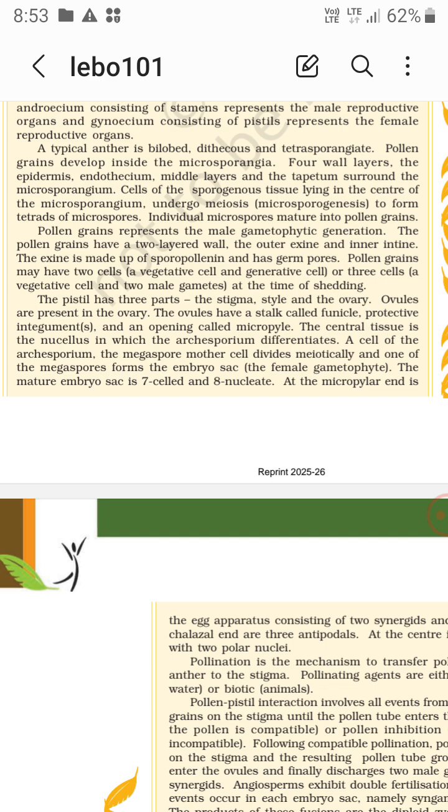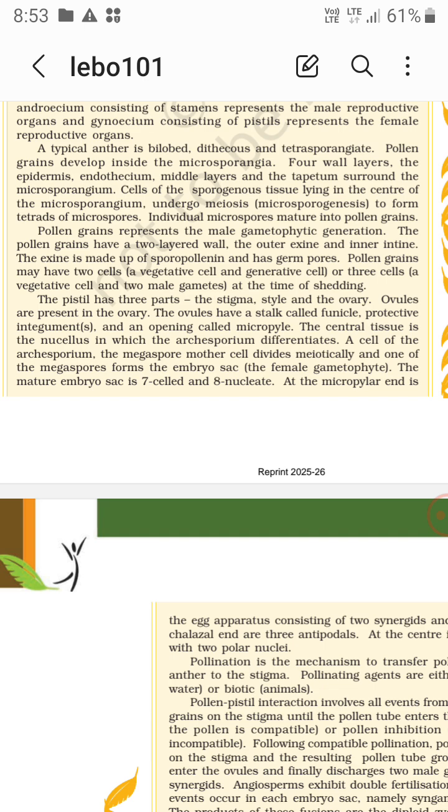Pollen grains represent the male gametophytic generation. The pollen grains have a two-layered wall. The outer is the exine and the inner is the intine. The exine is made up of sporopollenin and has germ pores.